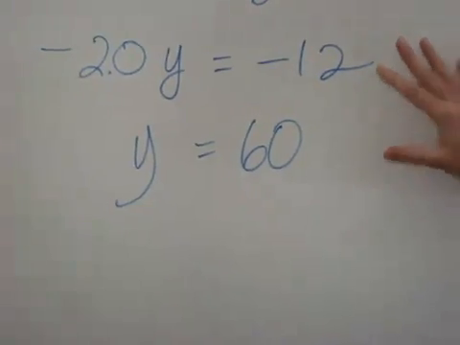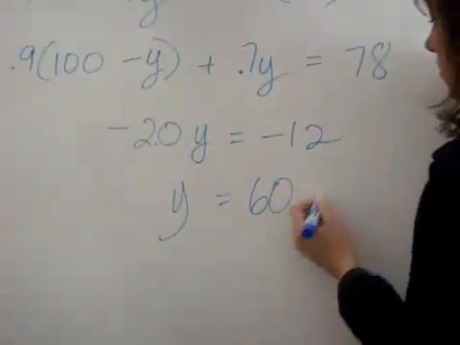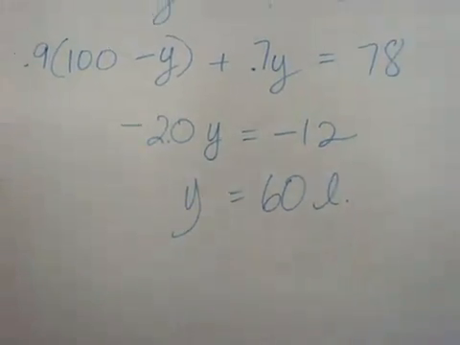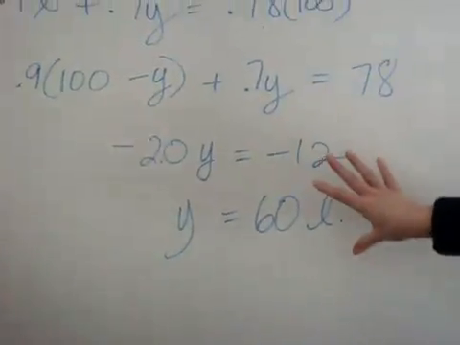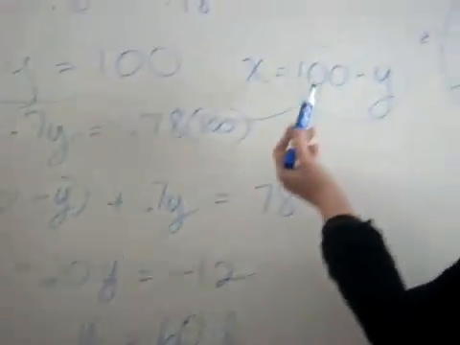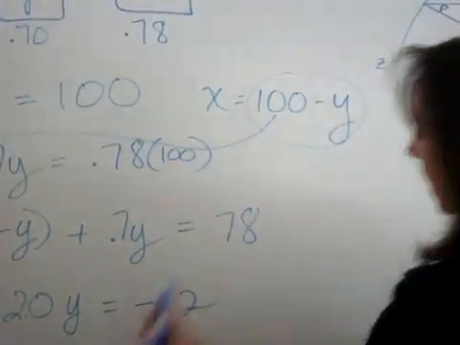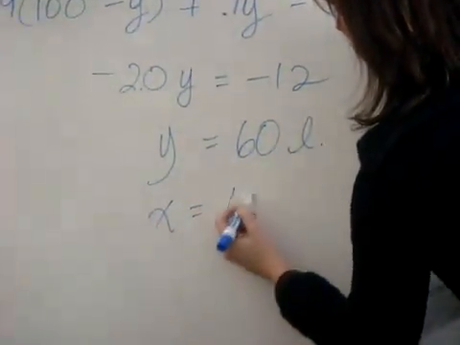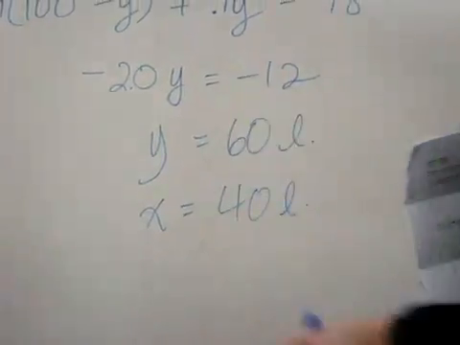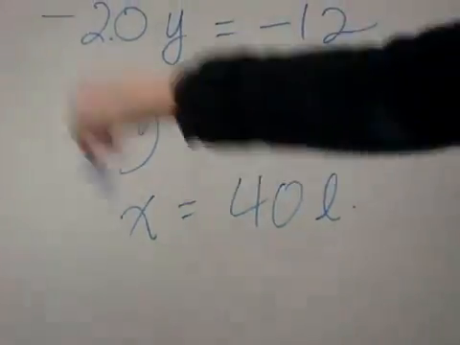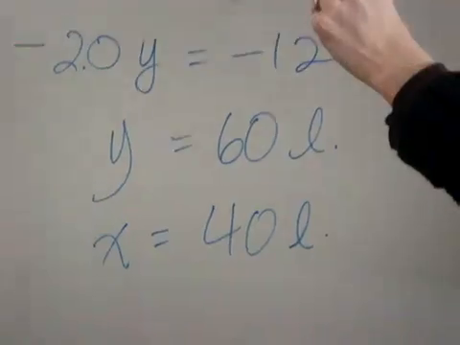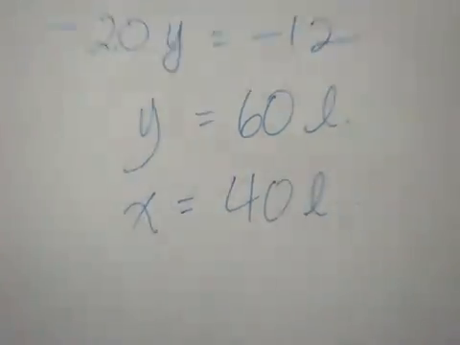Most of you missed this problem because you didn't put liters at the end of it. You just left it blank. If it has liters in the problem, you need to put liters in your solution. And then we just go back up here, we'll take 100 minus 60 and get x equals 40 liters. So even if the only thing you missed on this problem was you forgot the units, you need to write this whole thing down and resubmit it to me. Alright, let's move on to the next problem.